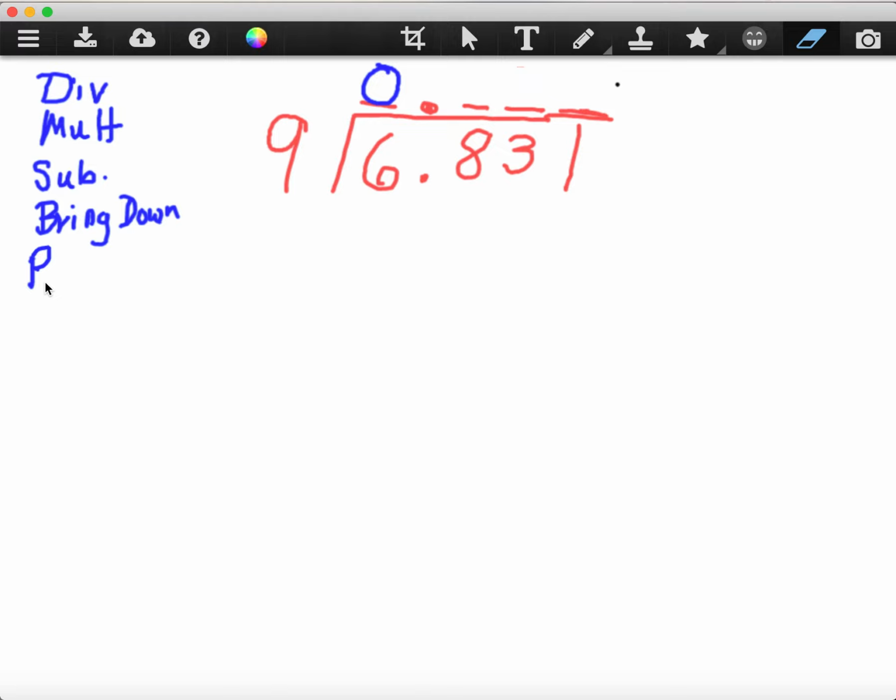And then you repeat. And remember when we did the longer division, we said dad, mom, sister, brother, rover, which means we just repeat the whole thing. So we're going to do that one. We're going to divide. 9 goes into 6, 0. Multiply. 9 times 0, 0. Subtract. Bring down.